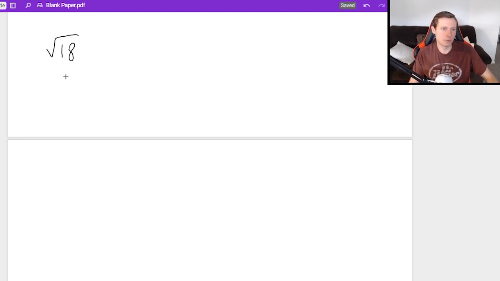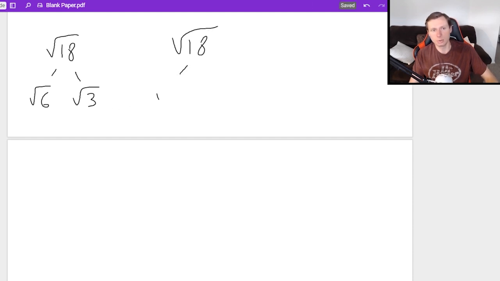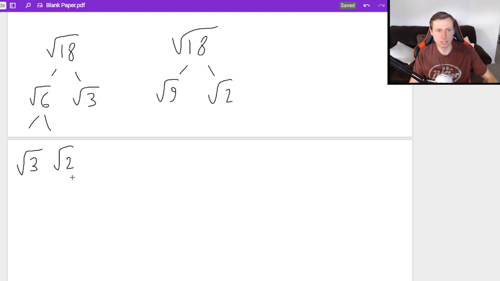Next is the square root of 18. If I think of the factors of 18, there's actually a few. You can do root 6 and root 3. You can also do, if you wanted to, root 9 and root 2. Both work. We can do it both ways. I don't care. If you continue down the left road, you would say, hey, square root of 6 can break down further to square root of 3 and square root of 2.